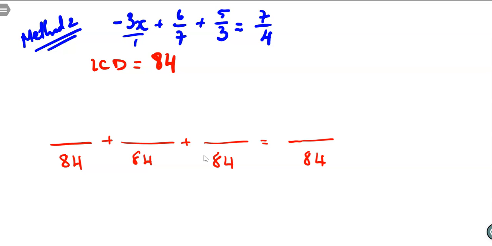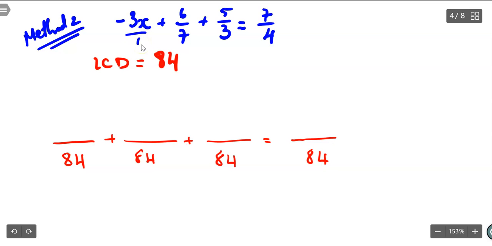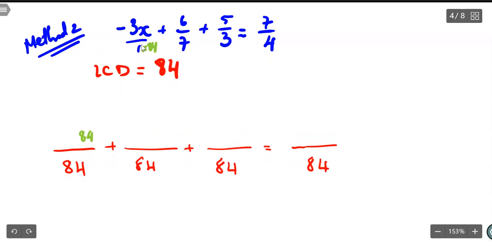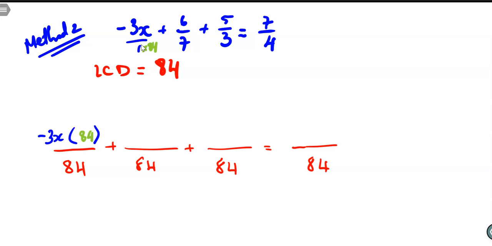Then we have to apply the equivalent fraction step. Take a look at this. I have 1 as the denominator up here, so I make that into an 84. That means I need to multiply this by 84. Here's my negative 3x. I need to multiply this by 84. Sorry, I don't know why I said 83. Maybe because I looked at the 3.